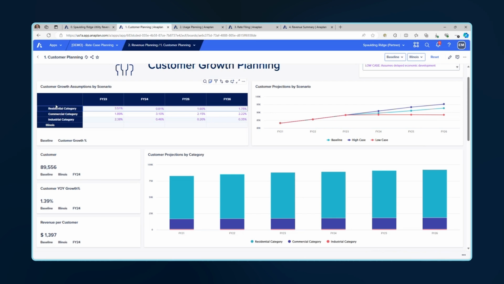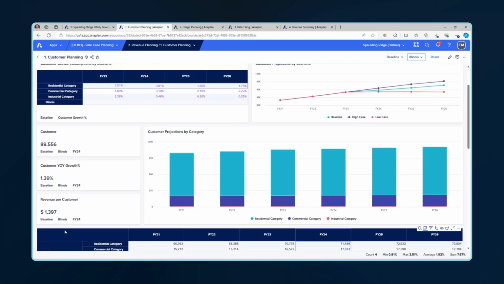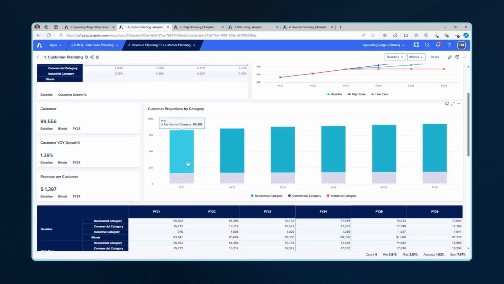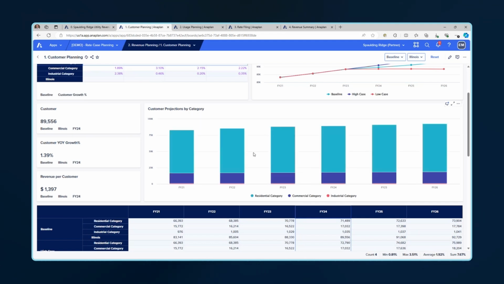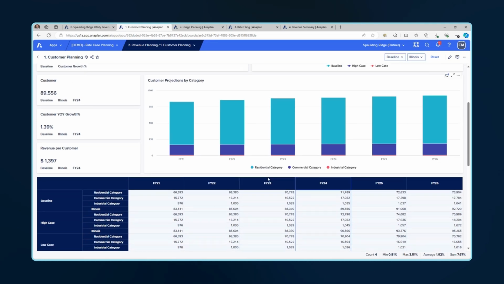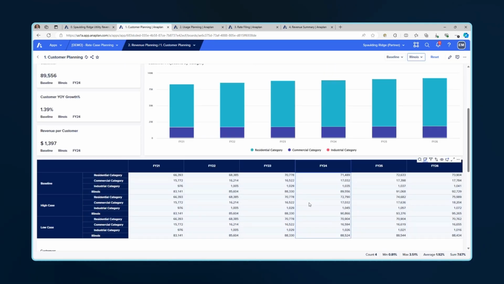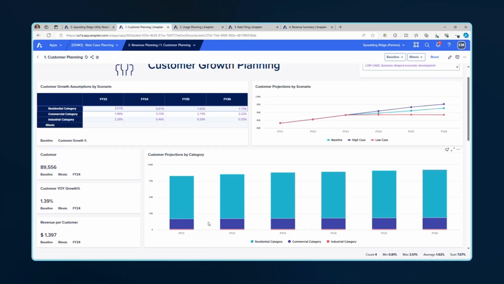If we looked at just the residential rate category, you'll see that the residential category is the lion's share of our business. We do have commercial and industrial customers as well, but most of our customers are residential style customers. Down below, you'll see a grid with all the same information that was in the charts, broken out by that base case, and then a high and a low case.